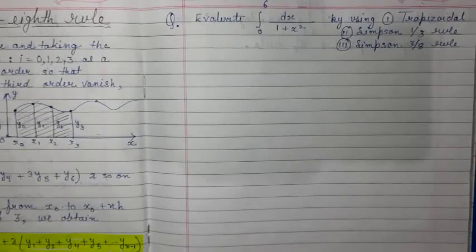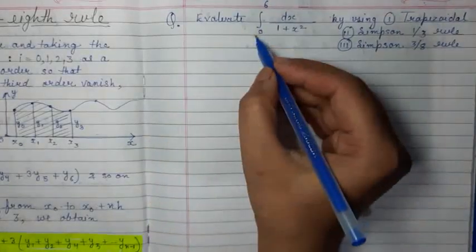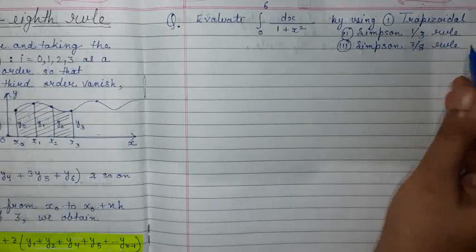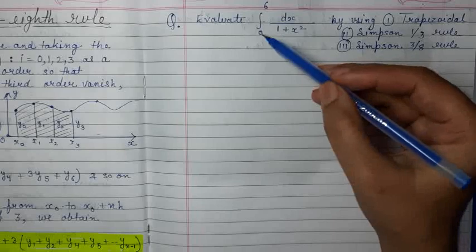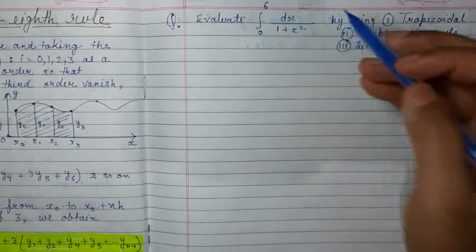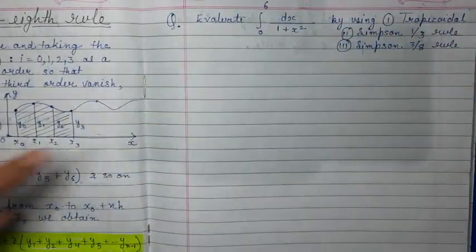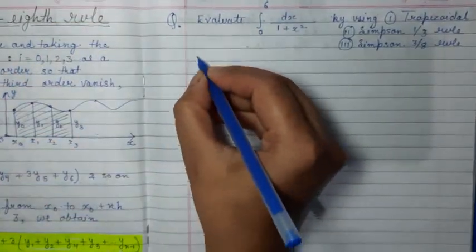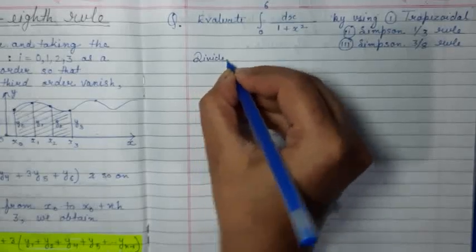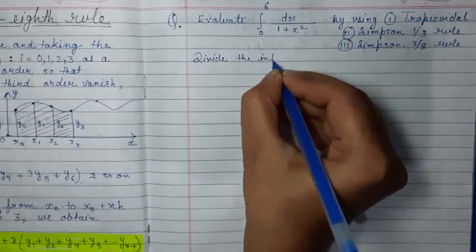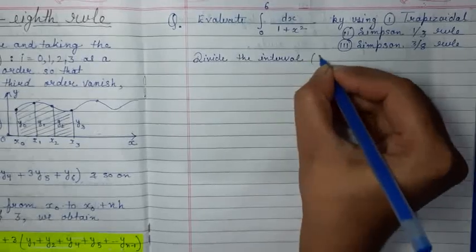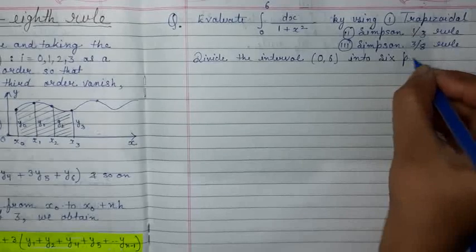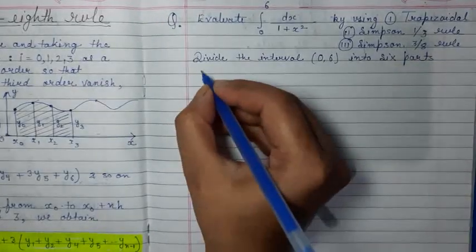So how are we going to do this? Because here the limits are 0 to 6 and we have to use the trapezoidal rule also. So what we will do is express this from 0 to 1, then 1 to 2, like this, and find the values in all the intervals. The first step is to divide the interval 0 to 6 into 6 parts.